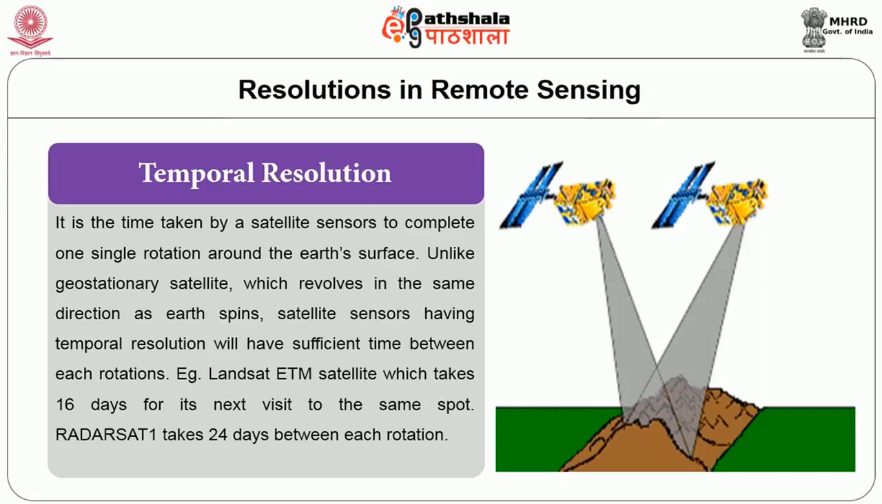The satellite sensors having the temporal resolution will have sufficient time between each rotation. If you take the example of Landsat or RadarSat-1, the time taken between one single rotation to the other, or the image captured at one point of the same spot and the other point of the same spot, will be different. The Landsat satellite, for example, takes like 16 days for its next visit to the same spot, whereas the RadarSat-1 takes 24 days between each rotation.